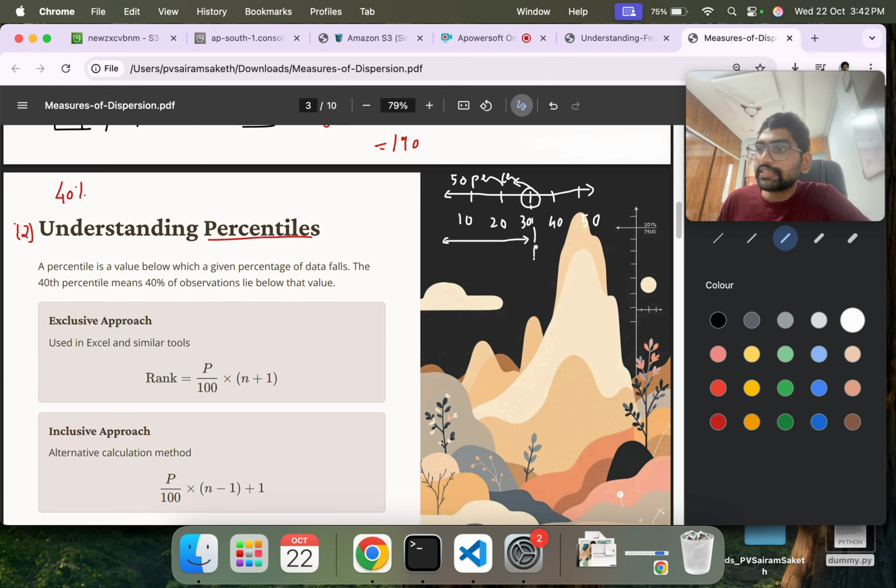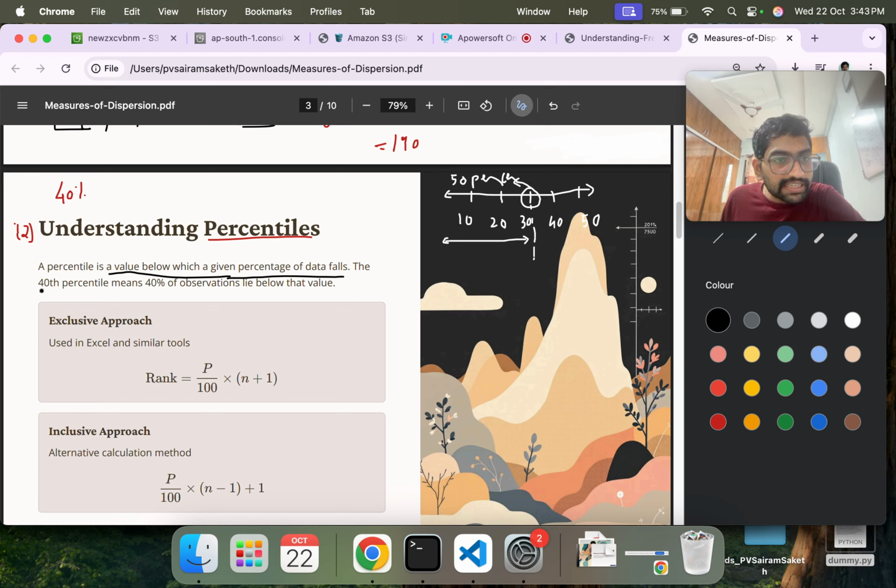Let's say in an exam you got 50 percentile. 50 percentile means you are ahead of 50 percent of people in a particular area. Then it is said to be 50 percentile. It means you are better than 50 percent of people. Then it is said to be percentile. So percentile is the value below which a given percentage of data falls. The data below the 50 percentile is called the percentile.